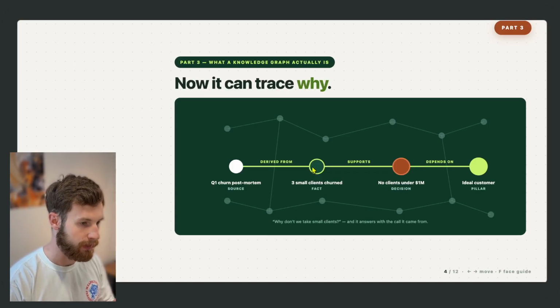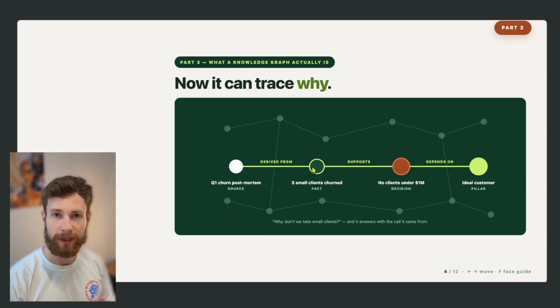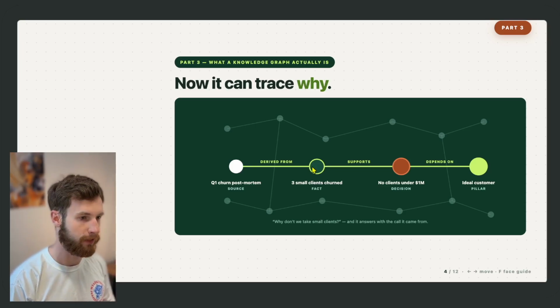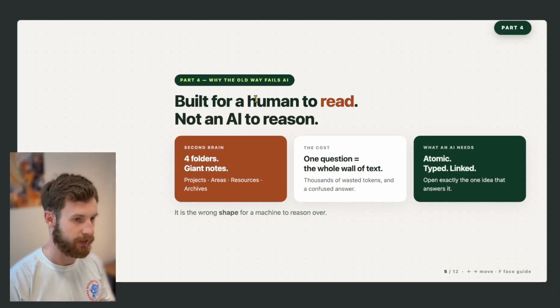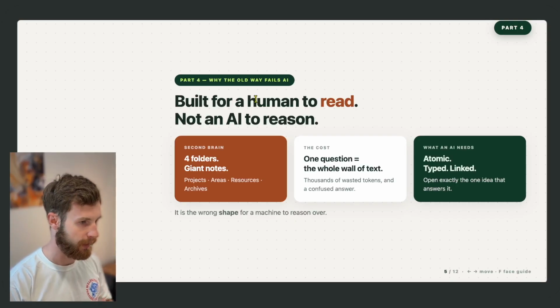And so the result is that you can answer, why don't we take small clients? Now the AI knows it really well. The reason you don't do that is because they churn faster and the customer acquisition cost is the same on them. With that all being said, we kind of concluded that it does make sense to build a second brain for your business or for your personal use so that your AI has the right context.